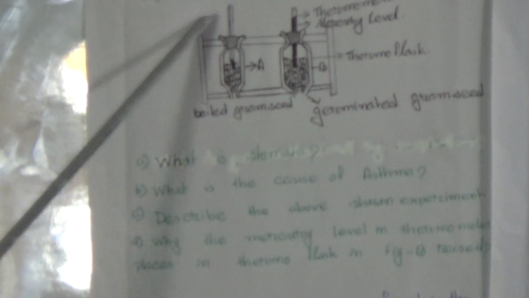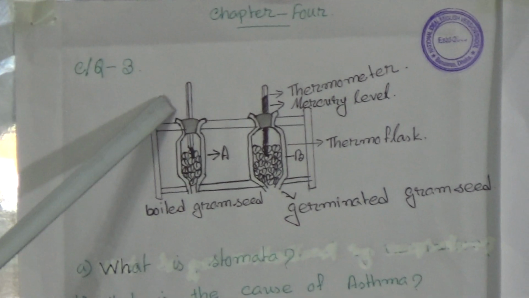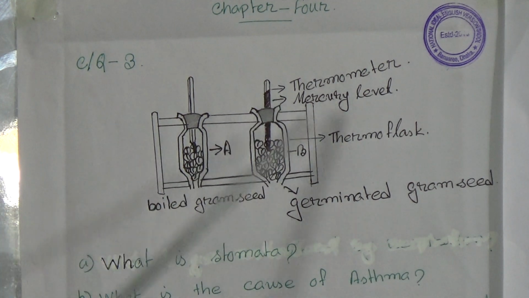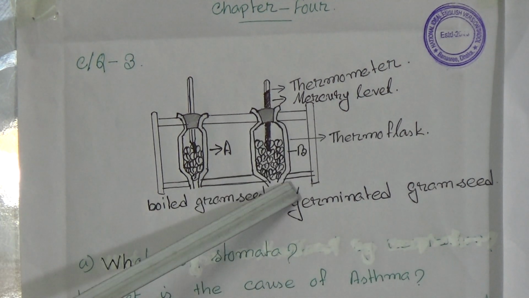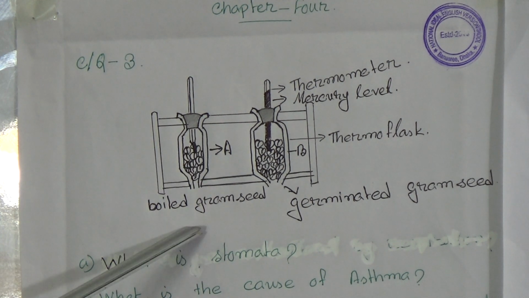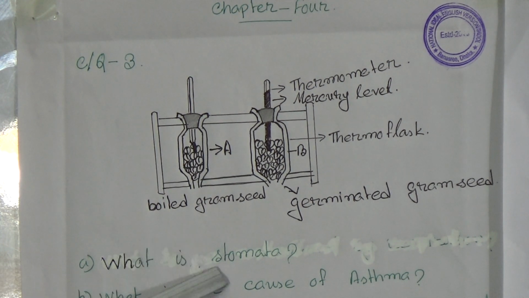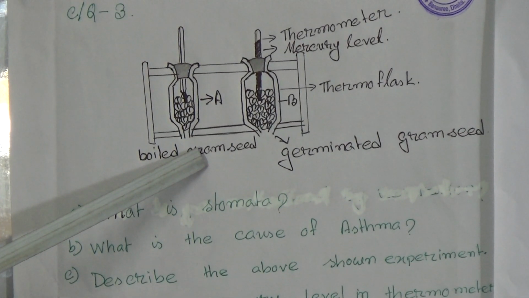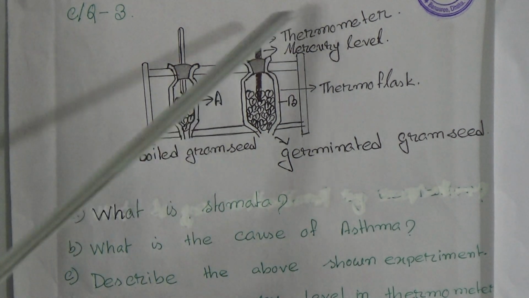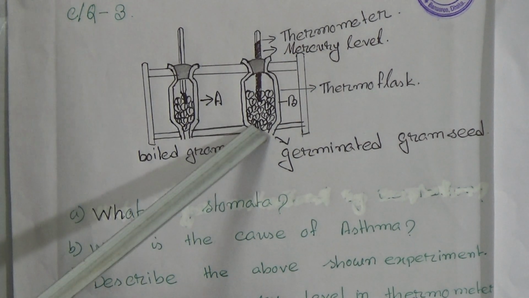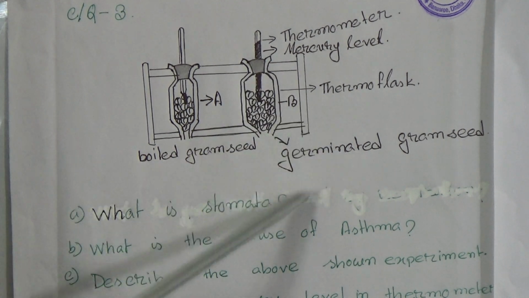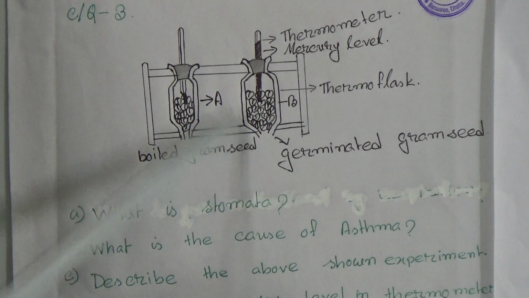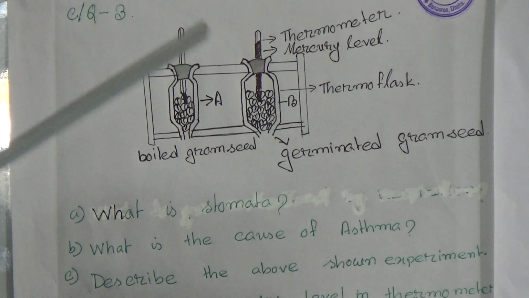Now, CQ number 3. This question is from your book. It is an extra question. Here you see two thermoflasks. In thermoflask A, there are boiled gram seeds inside, and there is a thermometer inside the boiled gram seeds thermoflask. And in figure B, inside thermoflask B, there are germinated gram seeds, and inside the B thermoflask there is also another thermometer.